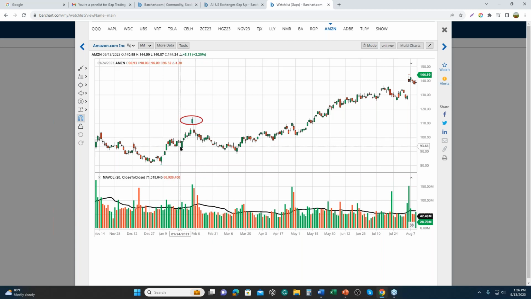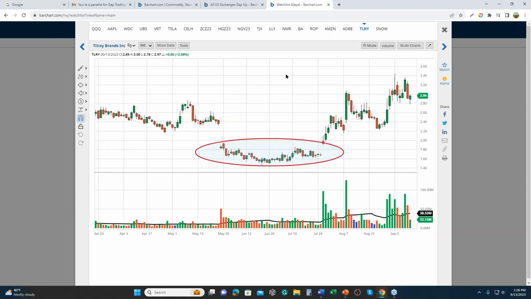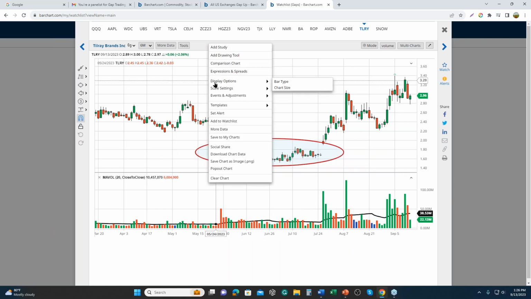And you can see that our origin of our move here was this large green candle, and you can see that price came all the way back to that level. So let's look at another example. Here's Tilray. And again, here's one that is of a longer extended, low volume, low volatility. And there is a significance to this one.